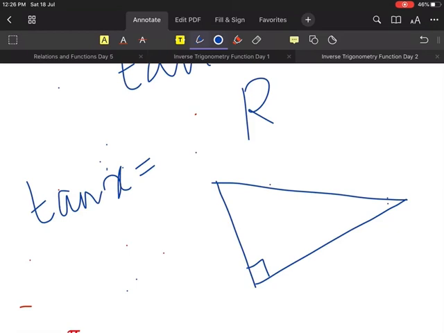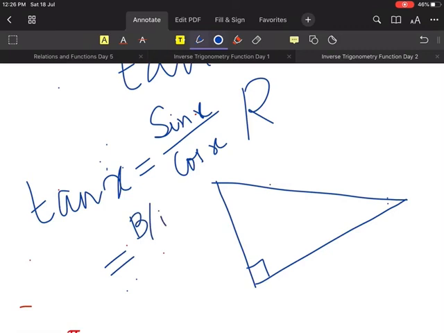What is the formula for tan x in terms of perpendicular and base? What was it? Base by perpendicular? It is perpendicular by base. Now you guys have a doubt in this, right? If you have a doubt, clarify it.